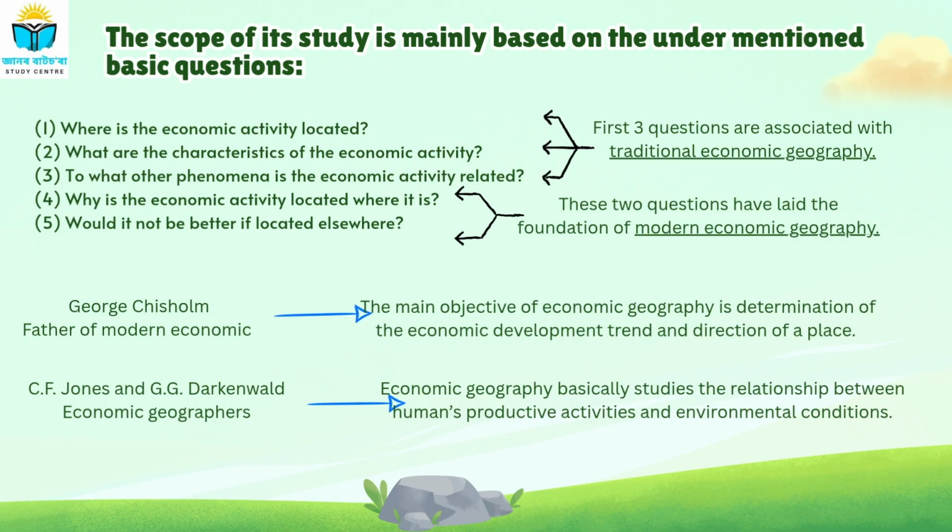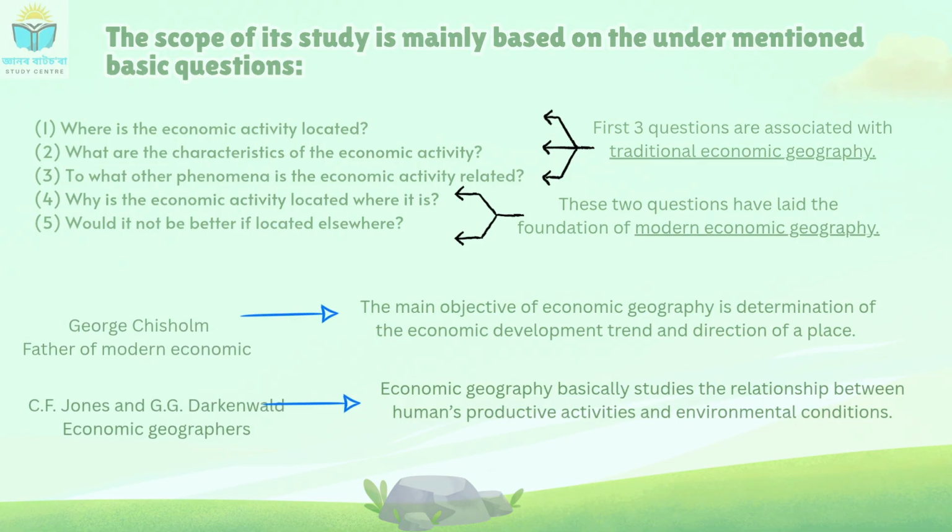Here, the first three questions are associated with traditional economic geography, while the last two have laid the foundation of modern economic geography. According to George Chisholm, the father of modern economic geography, the main objective of economic geography is determination of the economic development trend and direction of a place. That might be a question: according to George Chisholm, what is the main objective of economic geography? And as stated by C.F. Jones and G.G. Darkenwald, economic geography basically studies the relationship between humans' productive activities and environmental conditions.